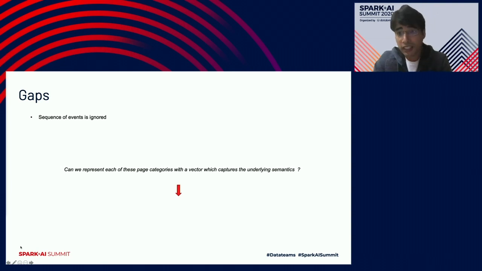And not only the page categories, can we go a step further and represent each user journey as well, such that it captures the entire sequence in a way that we can compare these journeys from one user to another? Can we say that this user is very similar to another user in terms of the journey they have taken towards making their decisions, right? So that's the overall goal, right? And that's where embeddings come into the picture.